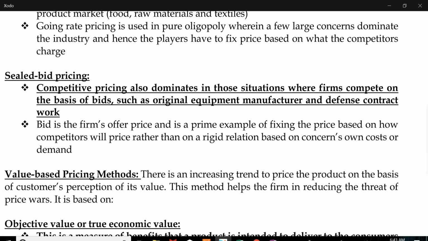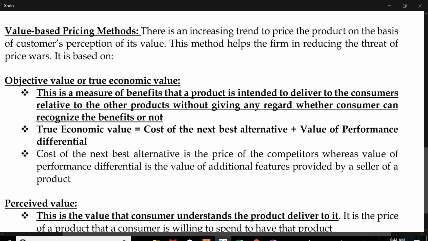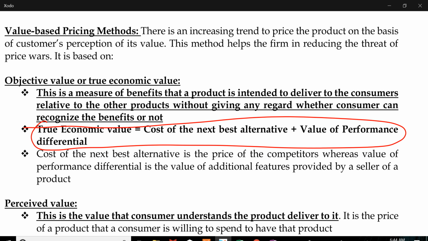Sealed bid pricing, I have told you. Original equipment manufacturer, defense contract work. True economic value is the cost of the next best alternative plus the value of performance differential. I'll explain this with a problem in some time.